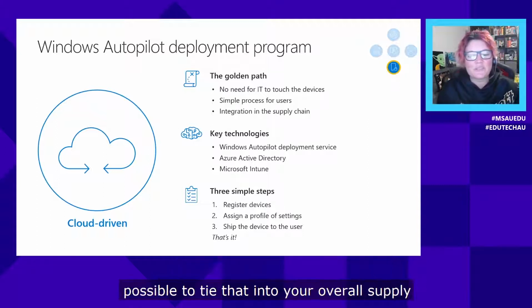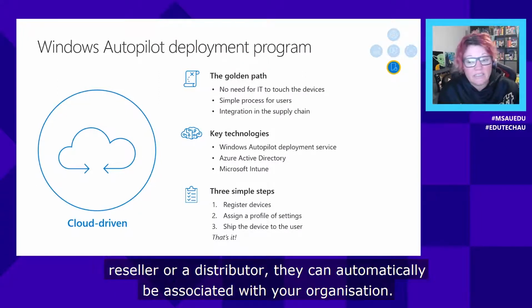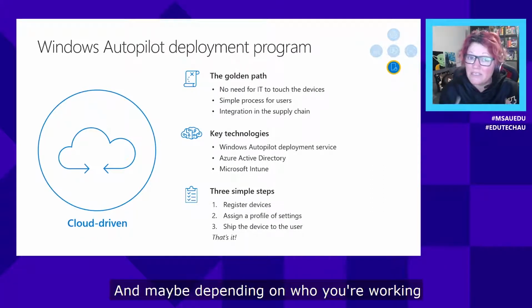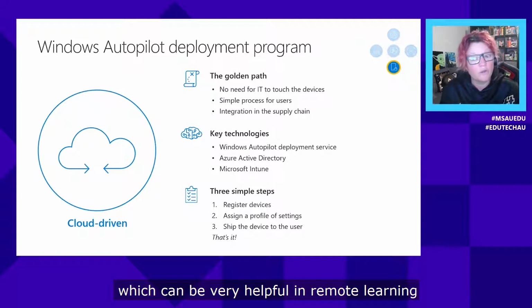It's also possible to tie that into your overall supply chain with Autopilot. When devices are ordered from an OEM, a reseller or a distributor, they can automatically be associated with your organization. And maybe, depending on who you're working with, even be drop shipped directly to the end user, which can be very helpful in remote learning times.